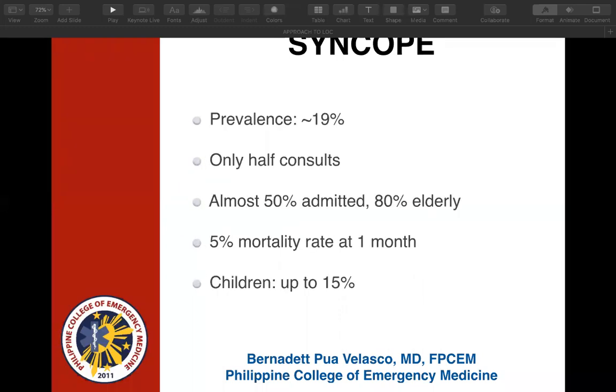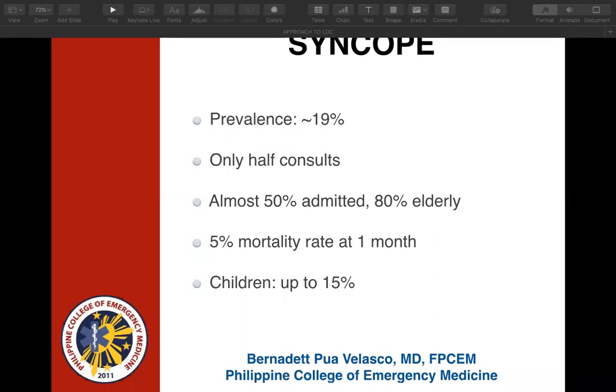Okay. The prevalence of syncope in the general population is approximately 19%, with only half of those having syncope consulting a physician for evaluation, or going to the ED for evaluation. For those who consult in the ED, they appear to have a higher likelihood of serious underlying cause than those presenting to other ambulatory settings. And 50% of which are admitted. Among the 50%, 80% are elderly or 65 years old and above.